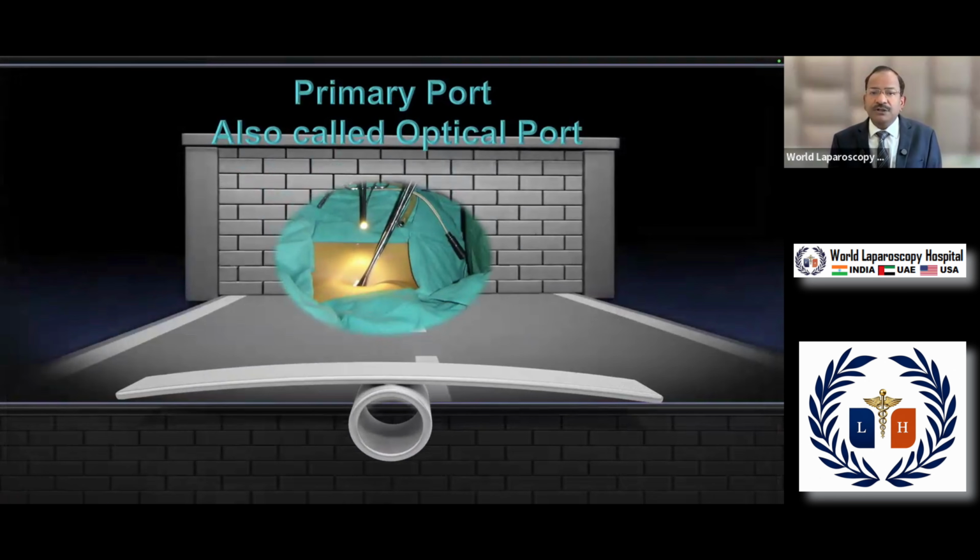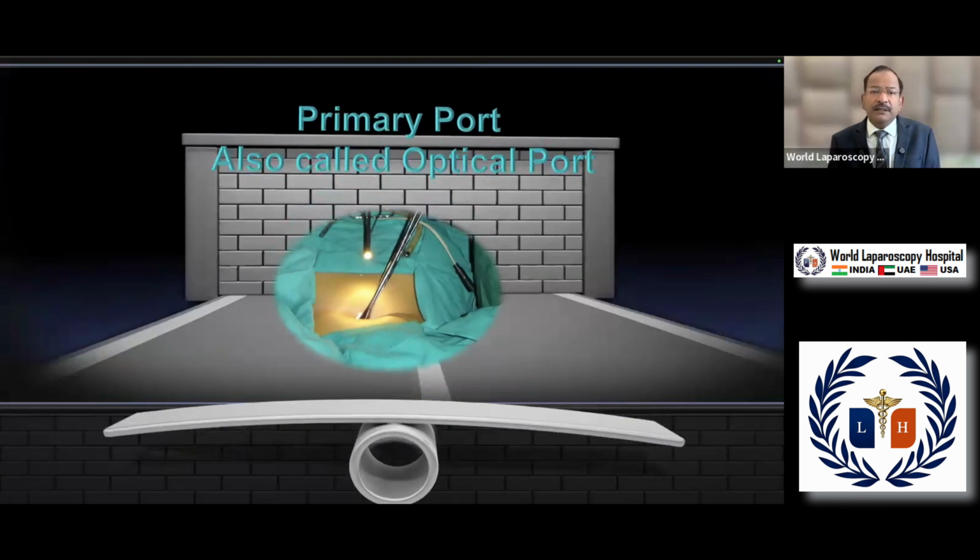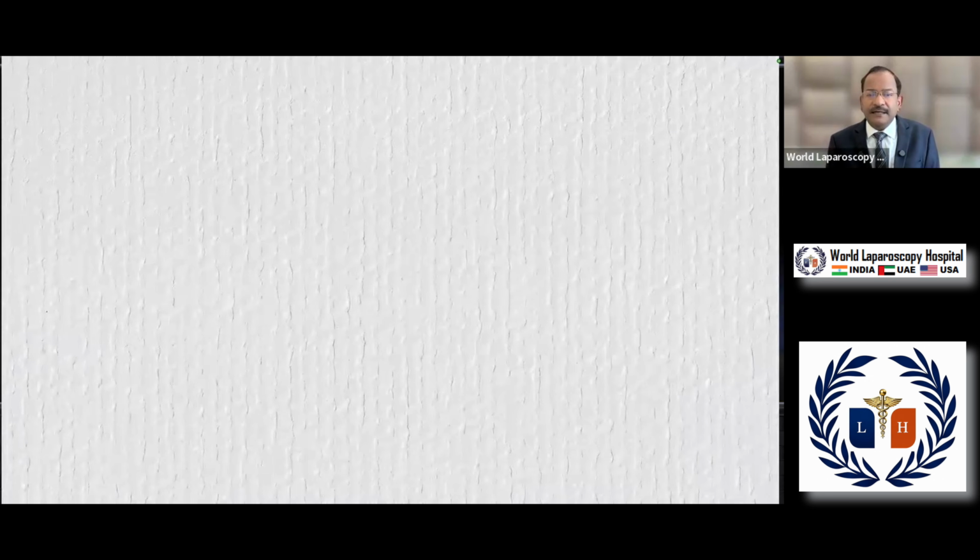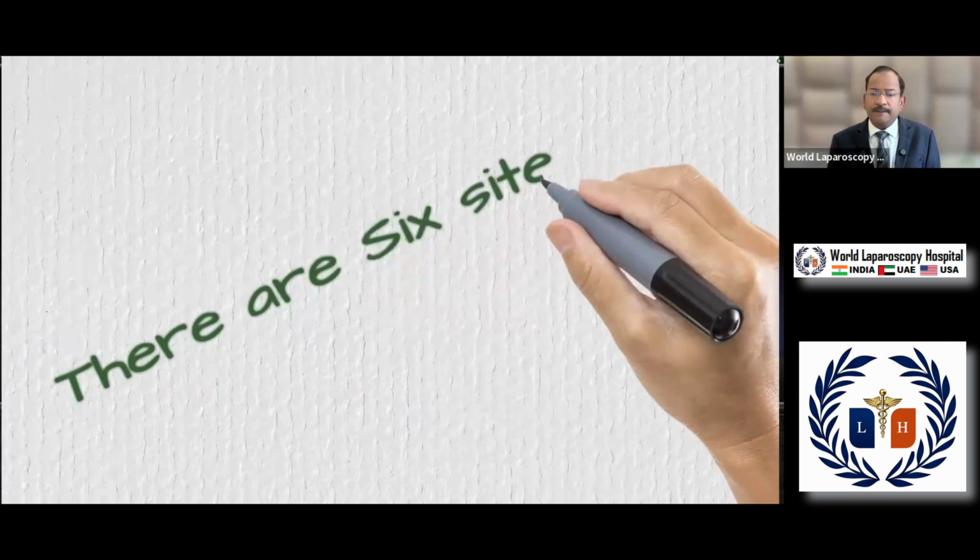Now, the first port is called the optical port, not optical trocar, I am talking about the optical port. Optical port means the port where you will put the telescope. Optical trocar means a trocar which has a transparent tip. People confuse the optical port with the optical trocar. Optical port means where your optics will be. So, when you use the optical port, there are 6 sites of the optical port.